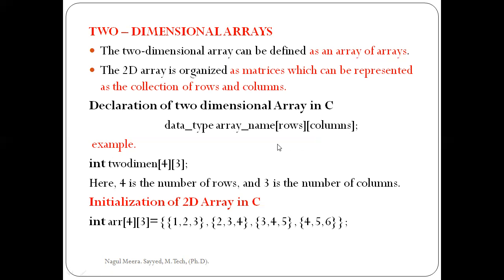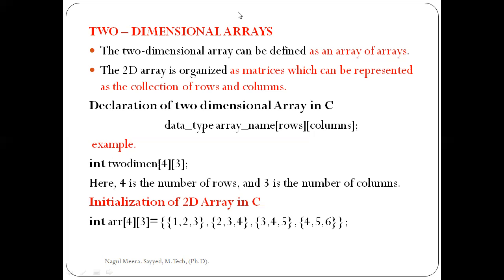Recalling again: data type, space, array name. Here there are two subscripts. What is the meaning of a two-dimensional array? A two-dimensional array consists of two subscripts. One is for rows, the second is for columns. So here one subscript is for rows, and the next, second subscript, is for columns. Semicolon. This is the simple declaration of two-dimensional arrays.